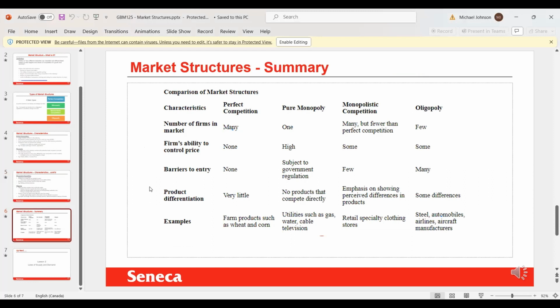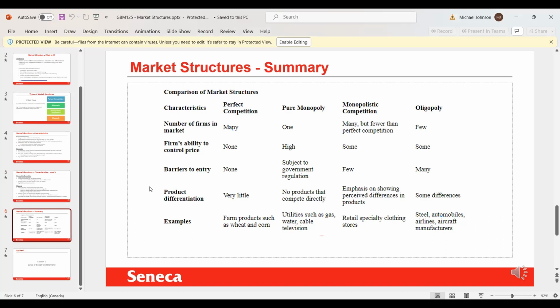So perfect competition, there's many number of firms in the market. Pure monopoly, there's only one. Monopolistic competition, there's many firms in the market, but fewer than perfect competition. Oligopoly, there's few firms in the market. Perfect competition has no ability to control price. Pure monopoly has a high ability to control price. Monopolistic competition has some ability to control price. Oligopoly has some ability to control price.